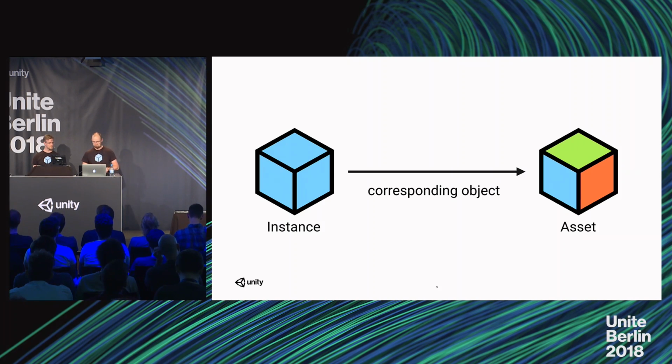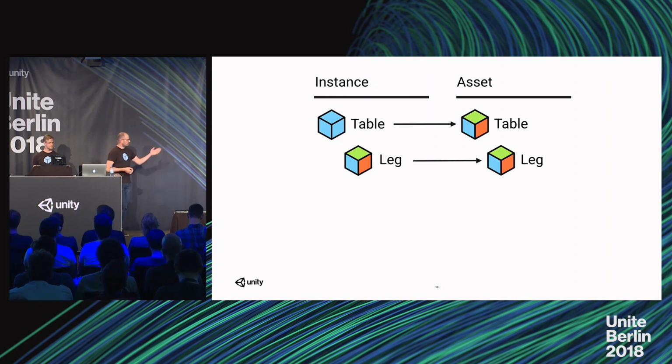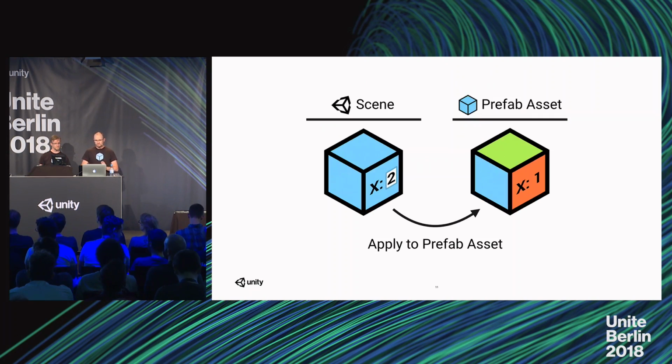And a full instance, like this table instance, has a game object at the root called table, it has a leg, and it references into the asset, not only the game objects, but also all of the components. And this is how we apply a single property. We move it to the corresponding object, and then we merge the asset back into the instance, and the instance is updated.